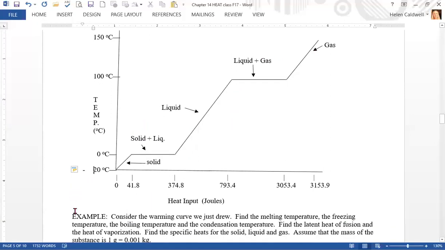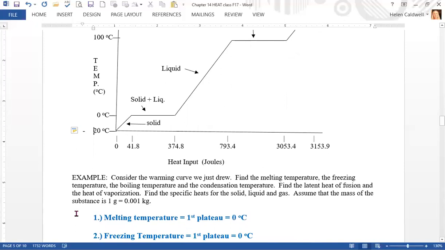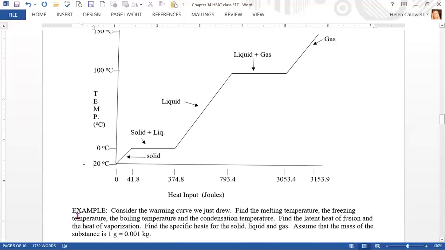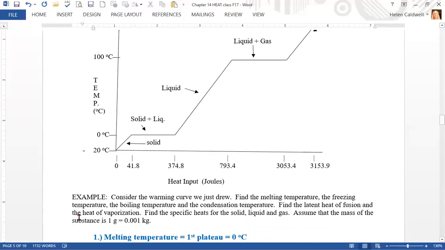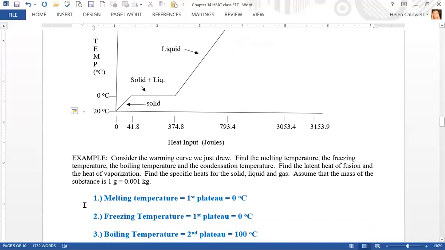So let's look at the energy it took to do this and what other information we can pull out of this kind of graph. Suppose we want the melting temperature. The melting temperature and the freezing temperature are the same thing, and they are the lowest plateau. So the melting temperature is 0 degrees Celsius, which you knew for water. That is also the freezing temperature. So melting and freezing are that first plateau. They're both 0 degrees Celsius.